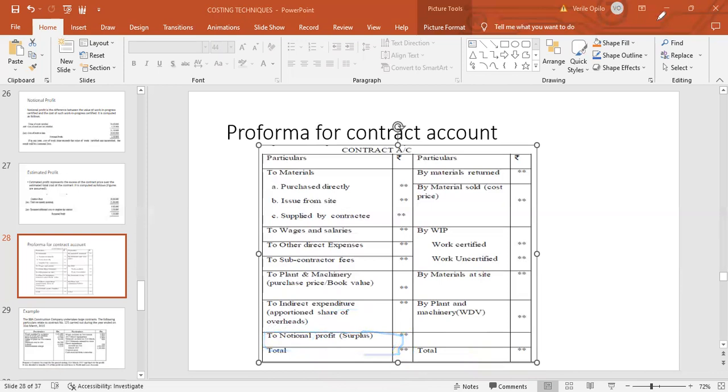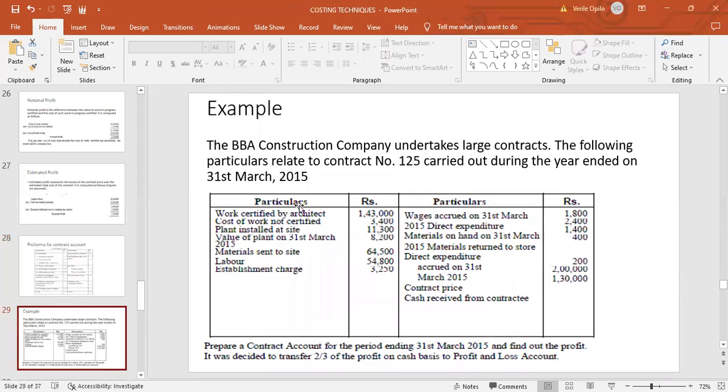So that is how we prepare the contract account. And I want us to look at an example. Now we put all these aspects that we have been looking at into perspective so that we can see how much the company is making as a profit, that is, what is the notional profit or what is the notional loss. So let's look at this example.